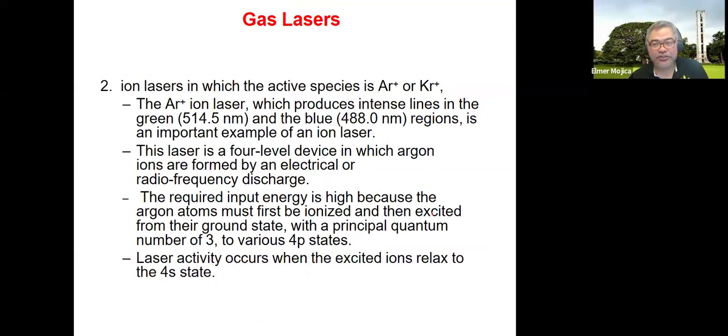Now, the one that I usually use, that I haven't shown you, is the argon ion laser. These are ion lasers in which the active species is argon. There are two main lines: one at 514 nanometers and the other at 488 nanometers. So it produces intense light in this region, and it's an important example of an ion laser. So that's the laser system that I have shown you in the video.